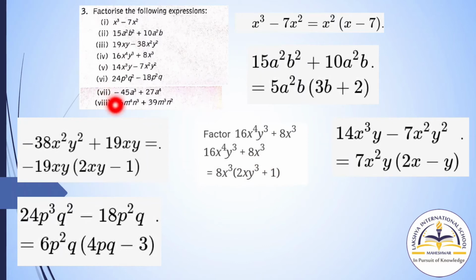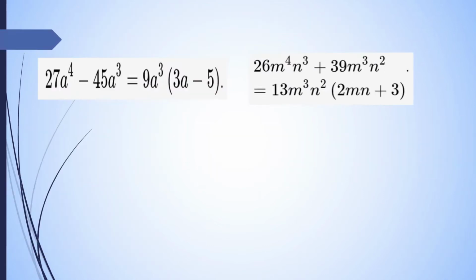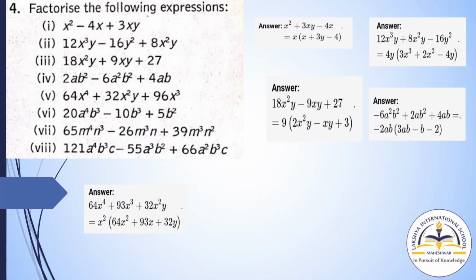Now question number 8, 26m to the power 4 n cube plus 39m to the power 3 n square. Now here you have to take common 13m cube n square, and then in the bracket 2mn plus 3. Now question number 4, factorize the following expression.